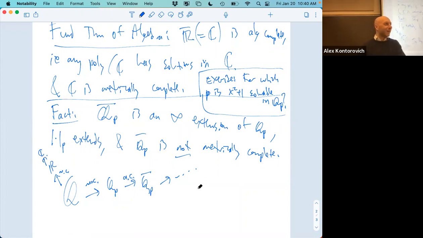Anybody know how much farther we have to go? Yeah, that's the last step. So C_p: if we metrically complete the algebraic closure of the p-adics, now it's metrically and algebraically closed.